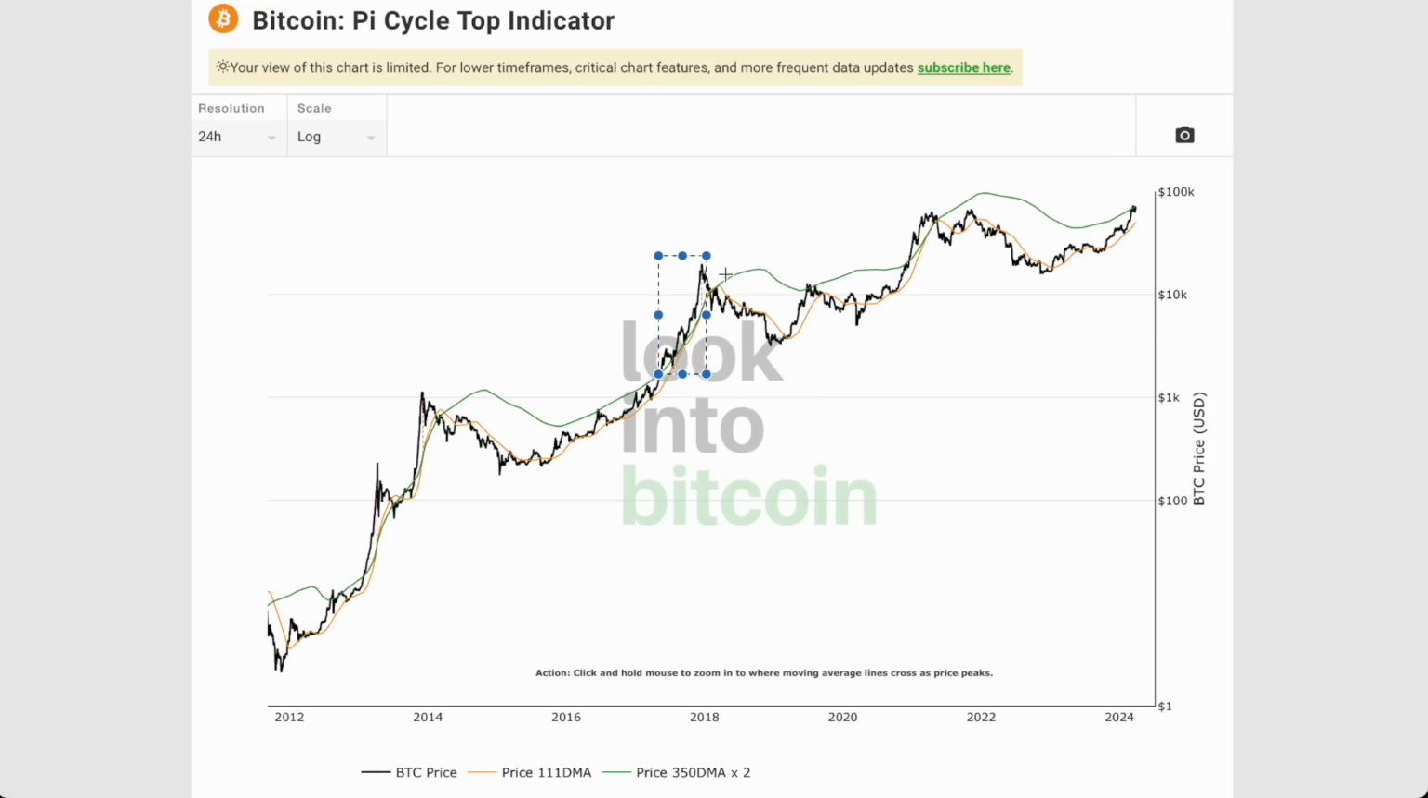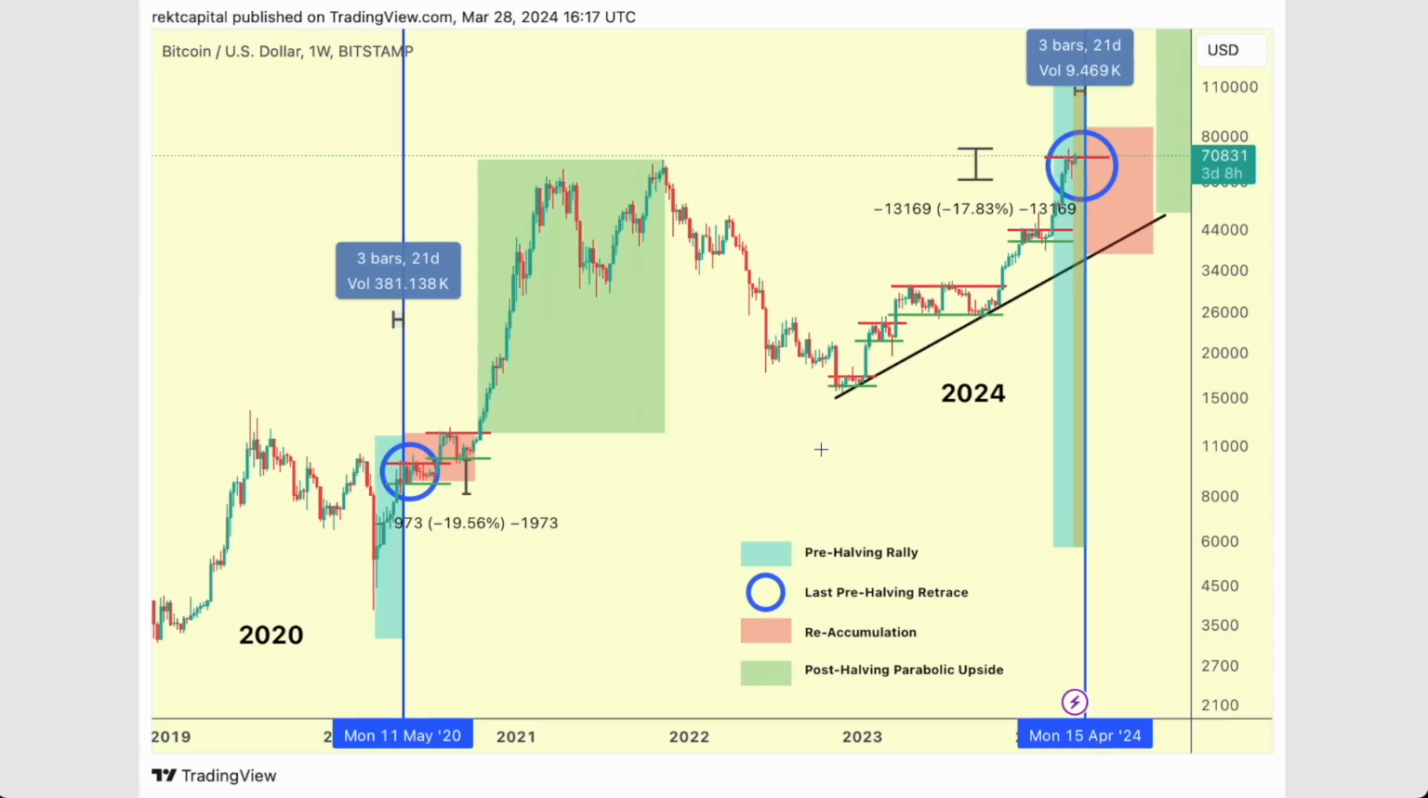2017 showcases the same thing here, and 2013, as we can see, breaking beyond the green moving average, pulling back a little bit, but then breaking beyond it again. And this is where we tend to see great trend acceleration. So breaking that green moving average has already translated into parabolic upside, and the key here is that parabolic post-halving upside. This Bitcoin halving phase tends to occur only after the halving, and multiple weeks after the halving.